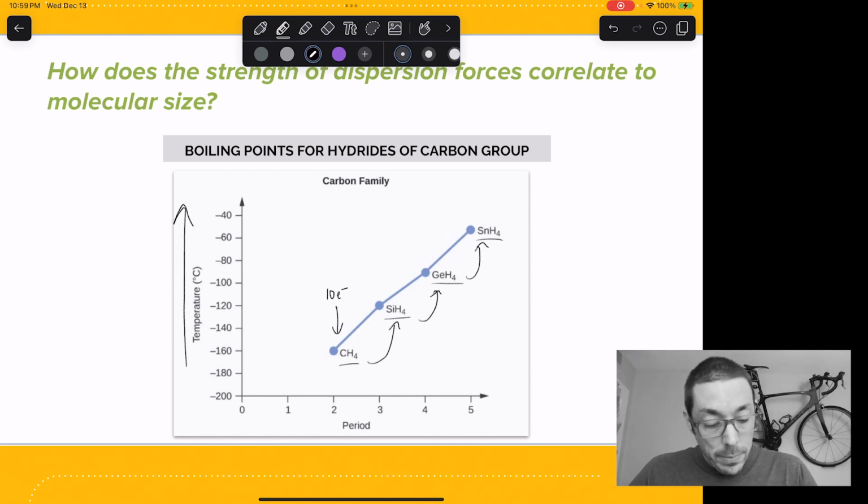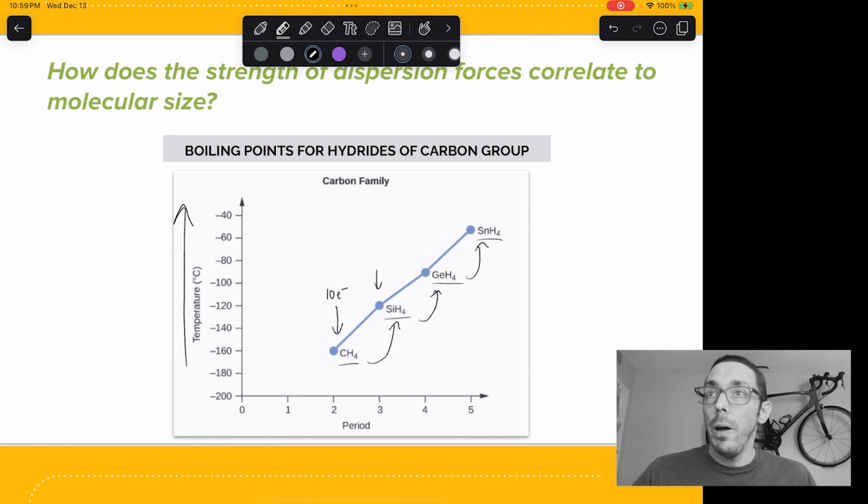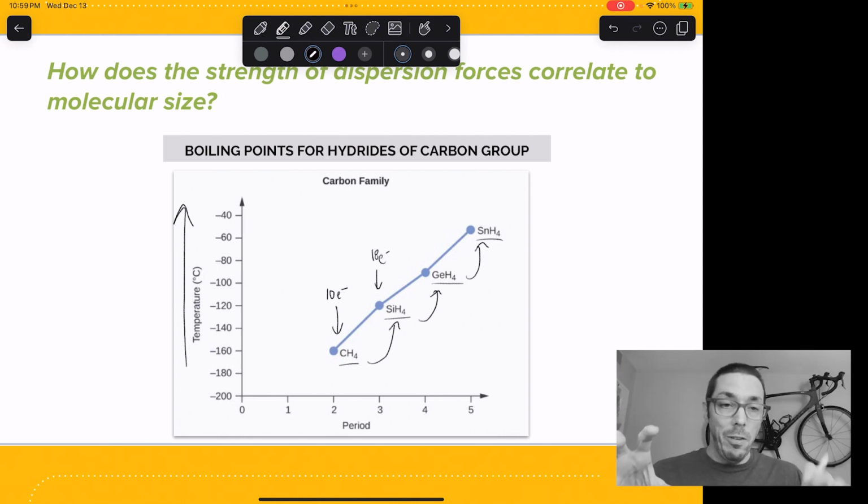How about SiH4? Well, now we're up to 14 plus 4. We've got 18 electrons. More total electrons, so more dispersion forces possible, therefore more attraction of an SiH4 to another SiH4.